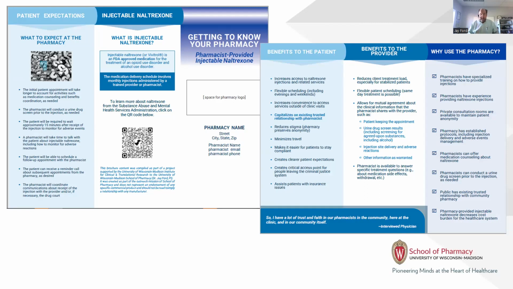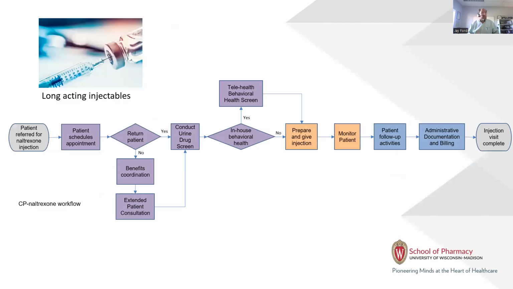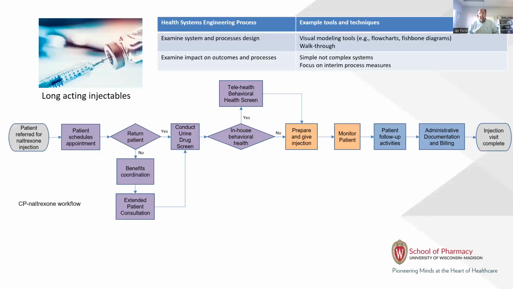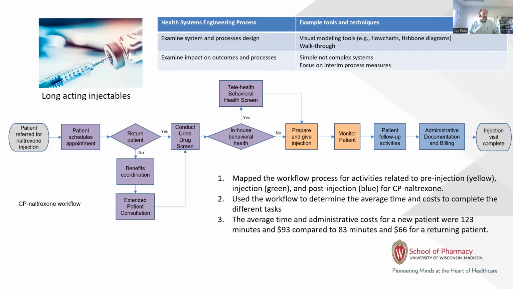But even with that knowledge, we have to understand, what does the process look like? And so, again interviewing pharmacists, we figured out what the typical naltrexone injection process looks like in the community pharmacy. We used tools from health systems engineering, like flowcharts, and we also focused on some simple outcome measures. Sorry, the color changed here, but the purple now is the pre-injection, the orange is the injection, and then the blue is what happens afterwards.